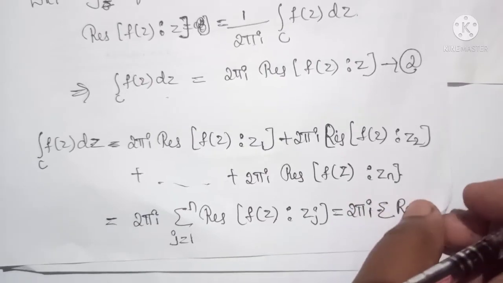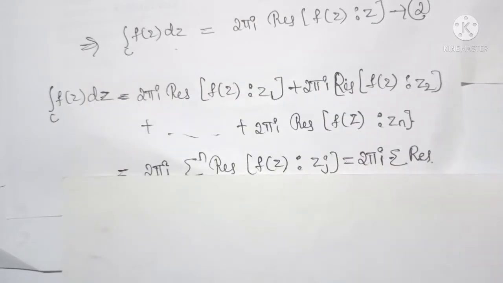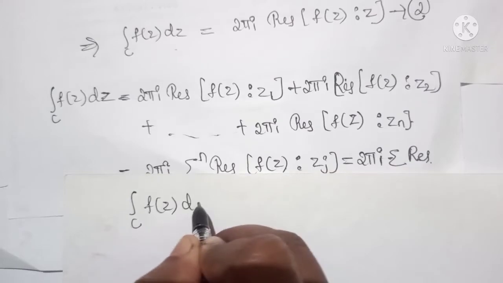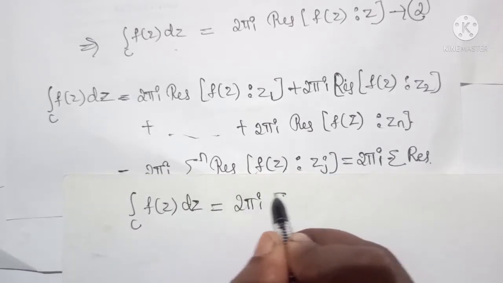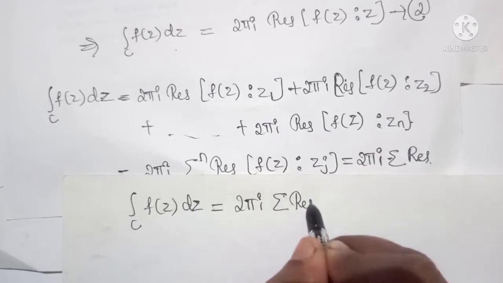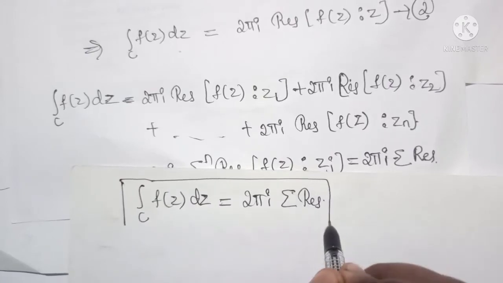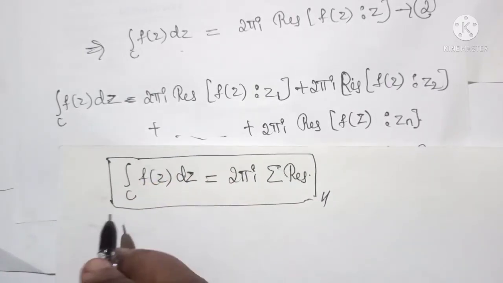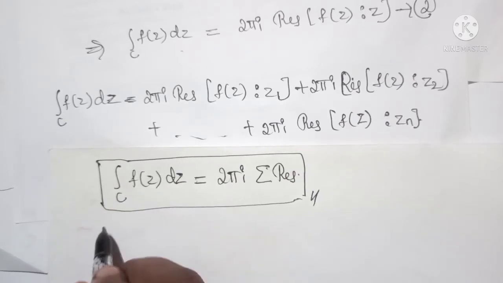So therefore we can write it as, by Cauchy's residue theorem, integral over c of f(z) dz is always equal to 2 pi i times the sum of the residues. Okay, so this theorem is useful while solving integrals, evaluating integrals, hence the theorem.